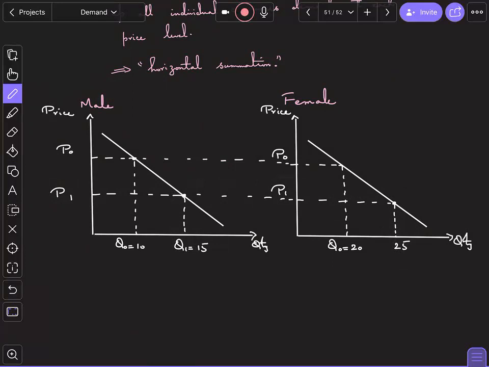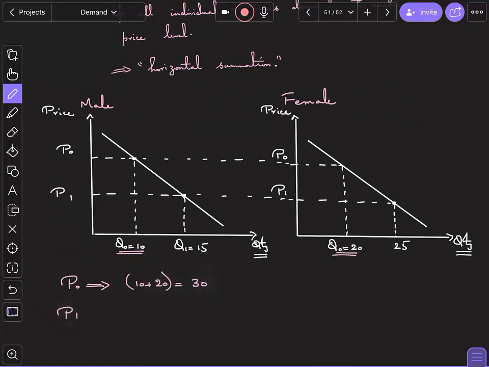So now if you have to find out what is the market demand, you have to perform horizontal summation. What is horizontal summation? You will add what is on your horizontal axis. We have quantity on our horizontal axis. So when the price was P naught, males were demanding 10, plus at the same price P naught, females were demanding 20. So the market quantity was 30 units.